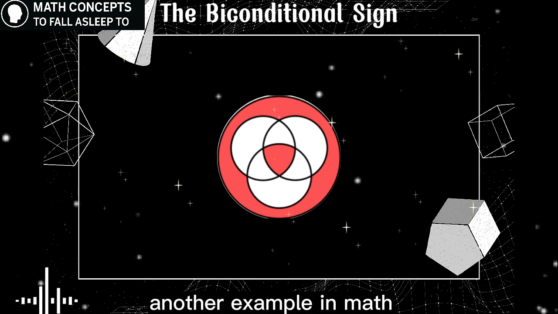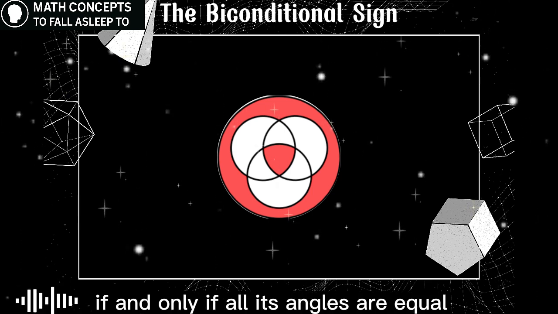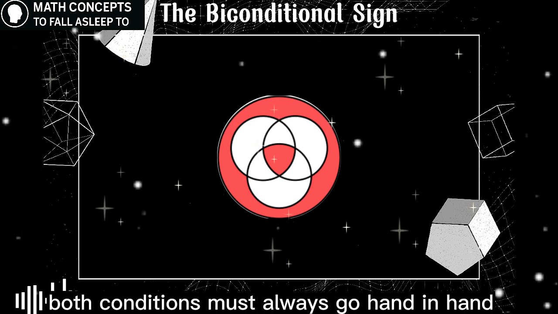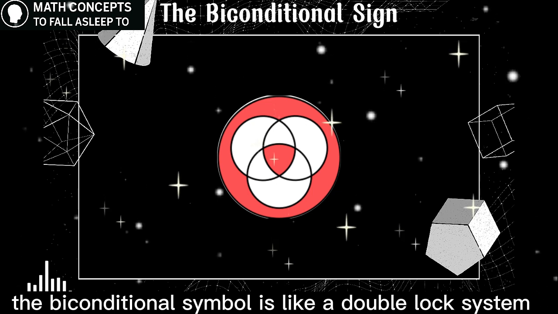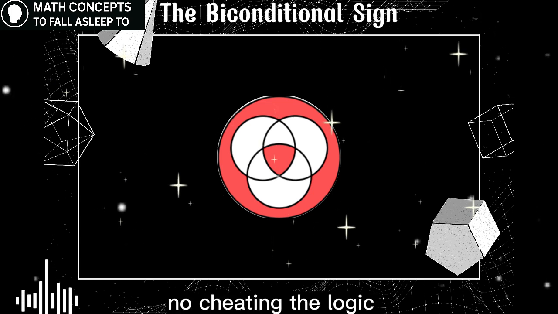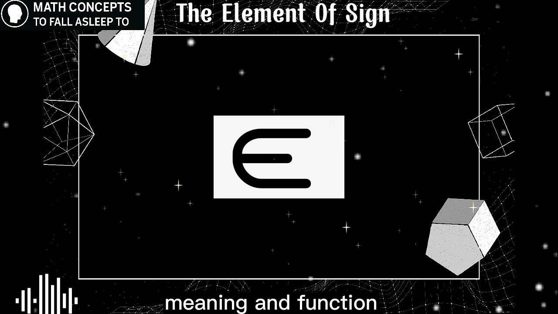Another example in math. A triangle is equilateral if and only if all its angles are equal. Both conditions must always go hand in hand. The biconditional symbol is like a double lock system, both keys must match. No cheating the logic.